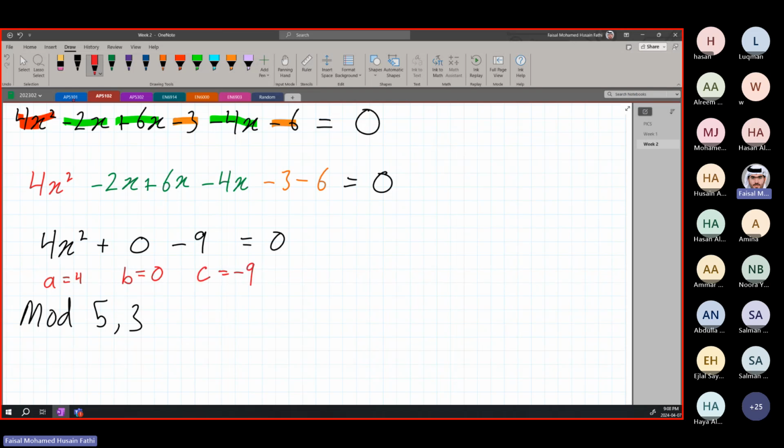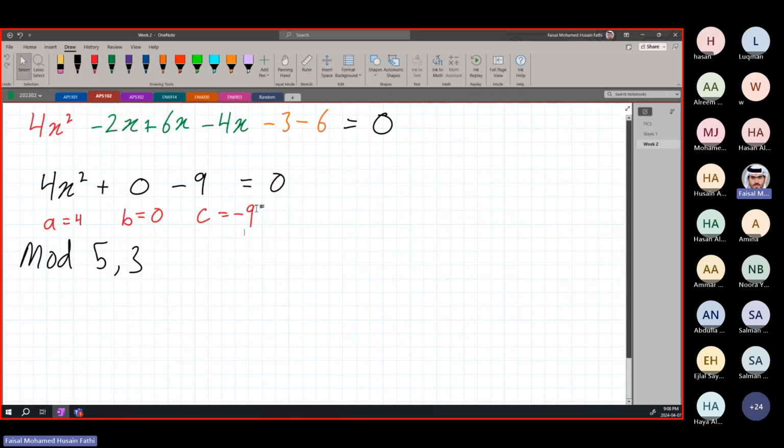So make sure that when you're using mode 5.3, you know what your a value is, your b value is, your c value is here. Do not write your b value as minus 9 here because that would be wrong. So make sure when you're using mode 5.3, you're doing it correctly. Or if you don't want to use mode 5.3, this is very simple to solve directly.